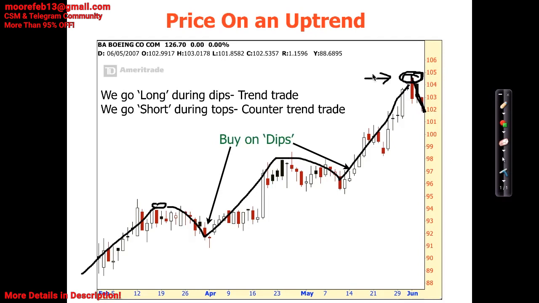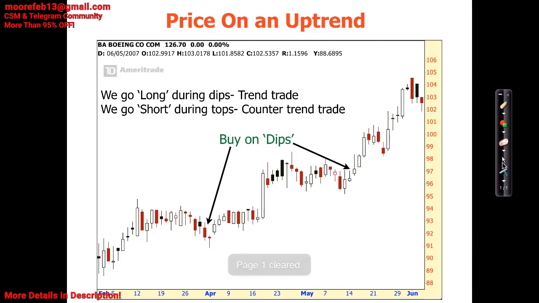But notice that by doing this, you're actually doing what we call a counter trend trade. You're trading against the trend. So it's a bit risky, isn't it? That's right. So if you do a short sell over here, you have to quickly ensure that you buy back the shares to take your profit before the uptrend continues.